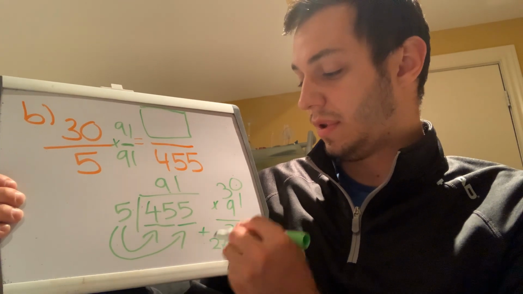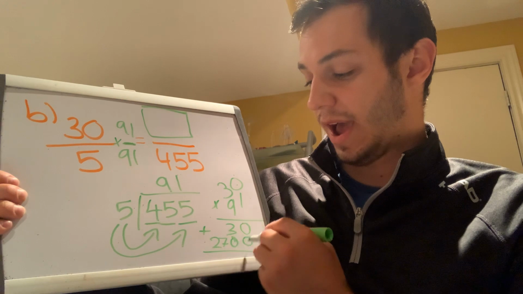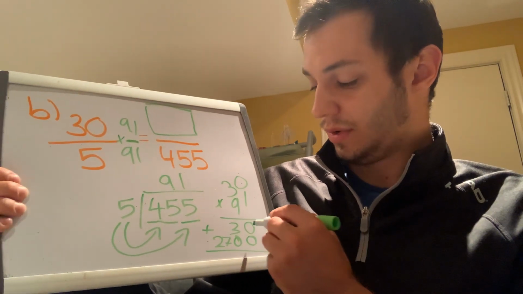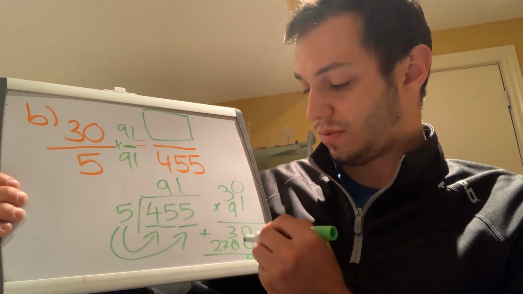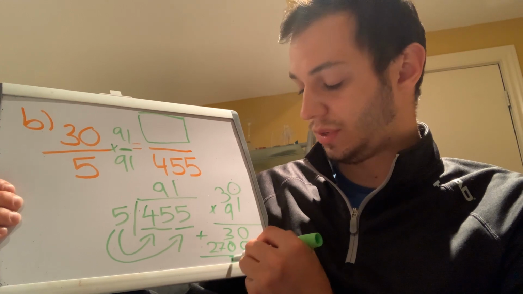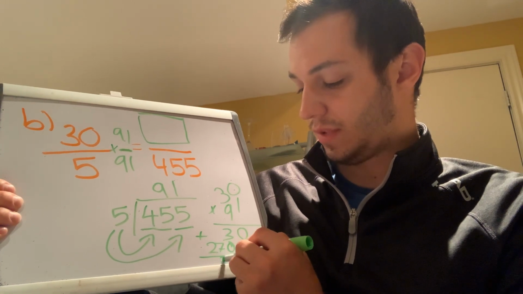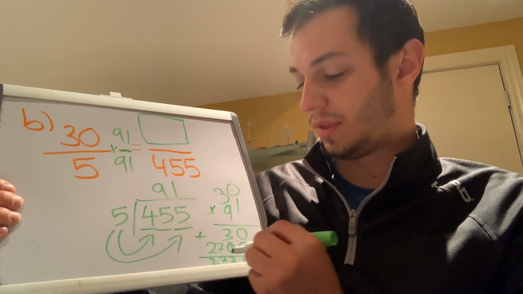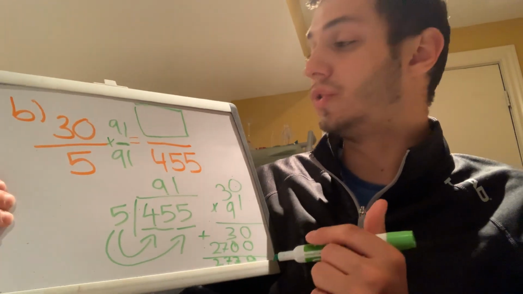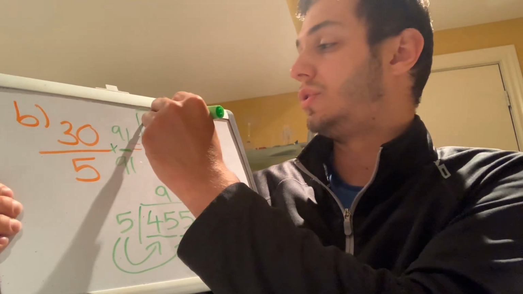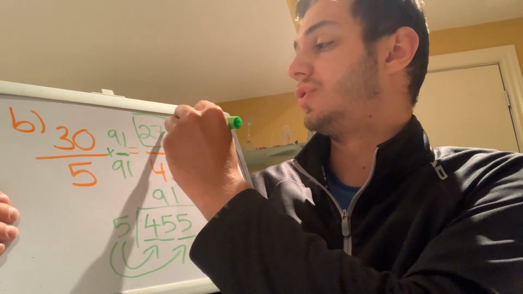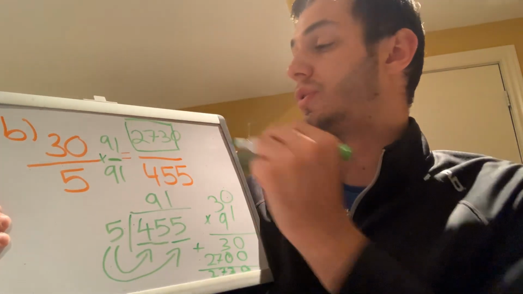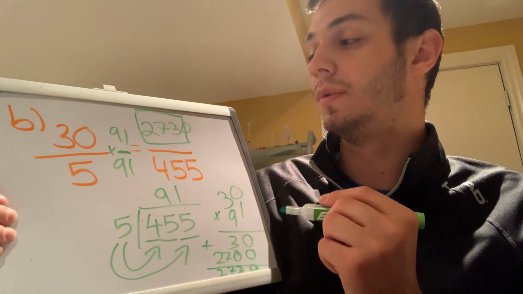27. Now all I have to do is add these two numbers together. 0 plus 0 is 0. 3 plus 0 is 3. 7 plus nothing is 7. And 2 plus nothing is 2. So my answer will be 2,730. So it's a pretty big number.